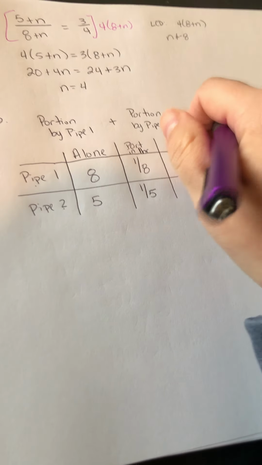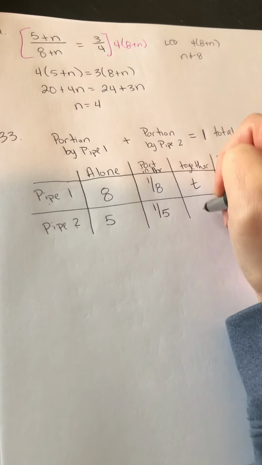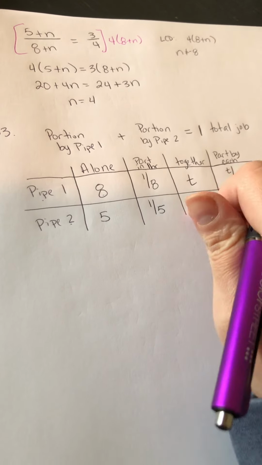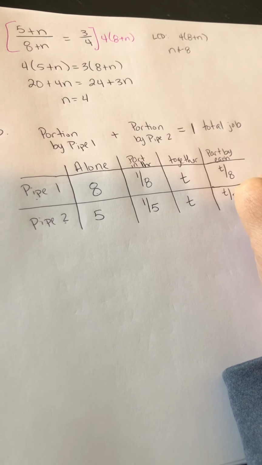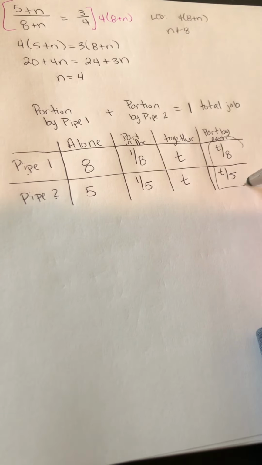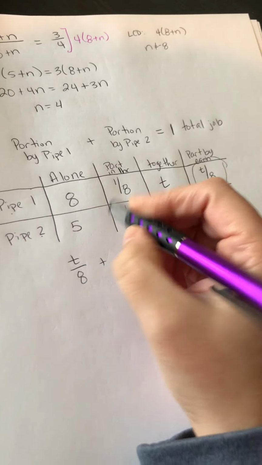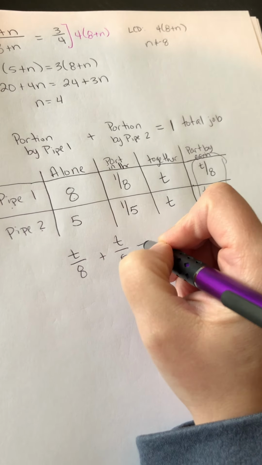Together, they're both pumping and filling the pool, so they're both working for the same amount of time, T. The part done by pump 1 is T times 1/8, so T over 8. Pump 2 is T times 1/5, so T over 5. This is where you get your equation: the part done by pump 1 plus the part done by pump 2 gives me 1 total job.